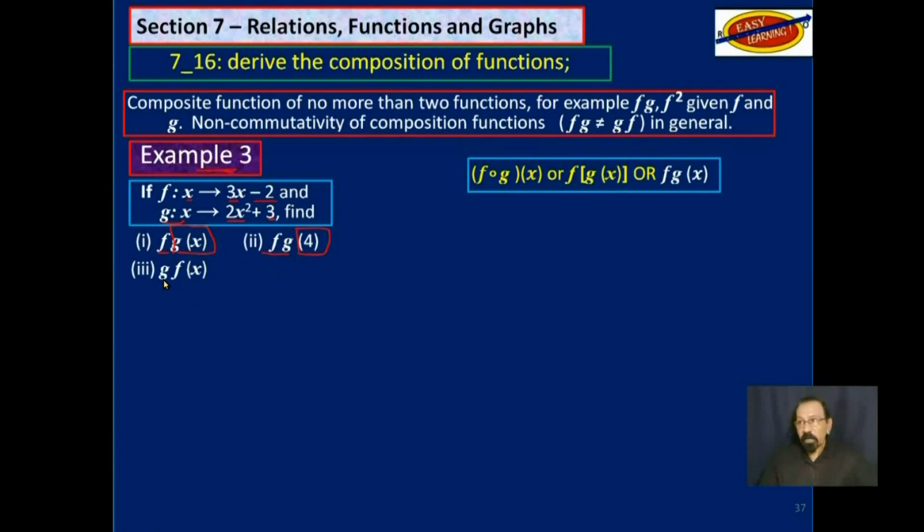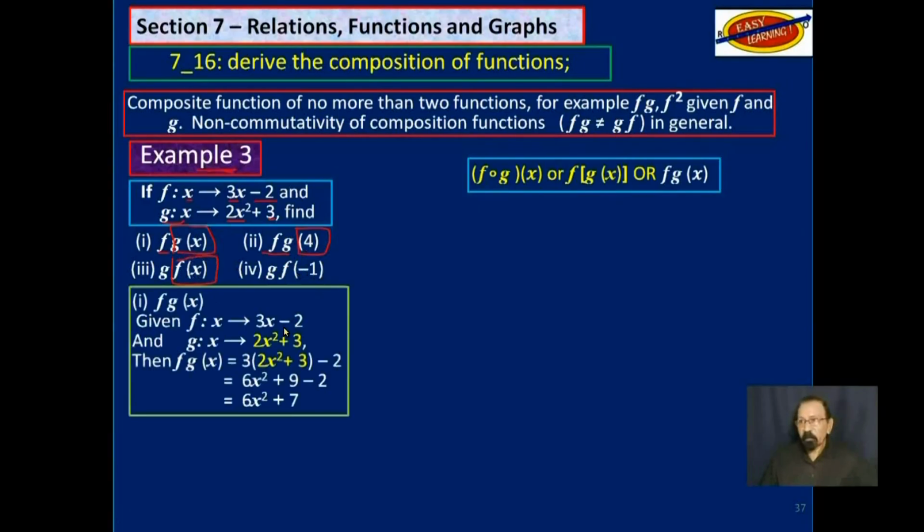Then g of f of x. Now we will take f of x and make it the input for g of x. And then g of f of negative 1. So this is f of x. This is g of x. We want to find f of g of x. So where this x is in f of x, we will take it out and put in this g of x. So we still have that 3 there.